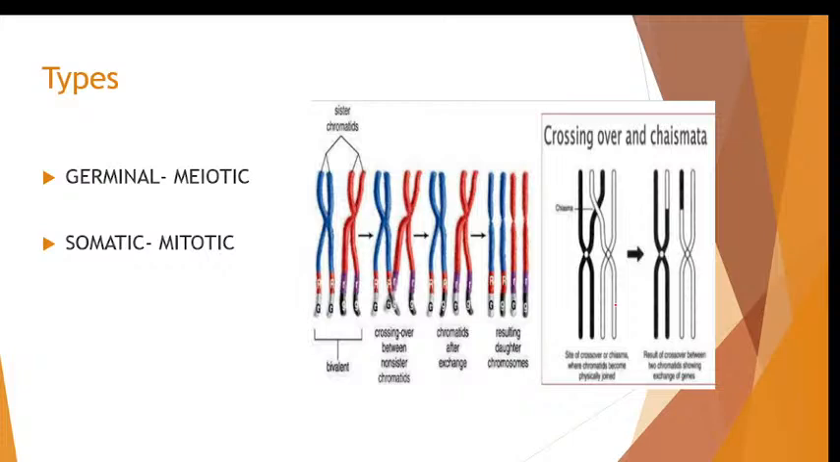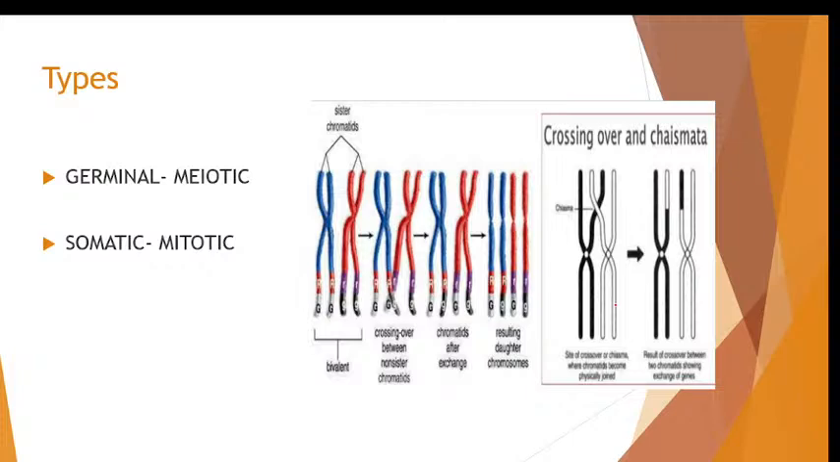Germinal crossing over. As the name signifies, the crossing over which occurs in the reproductive cells or germ cells is called germinal crossing over. And in gametes, the division which is happening is meiosis. So it is also called meiotic crossing over. So germinal crossing over takes place in the gametes during meiosis. It occurs in the reproductive cells in the prophase of meiosis. That is important. So only this type of crossing over has genetic significance.